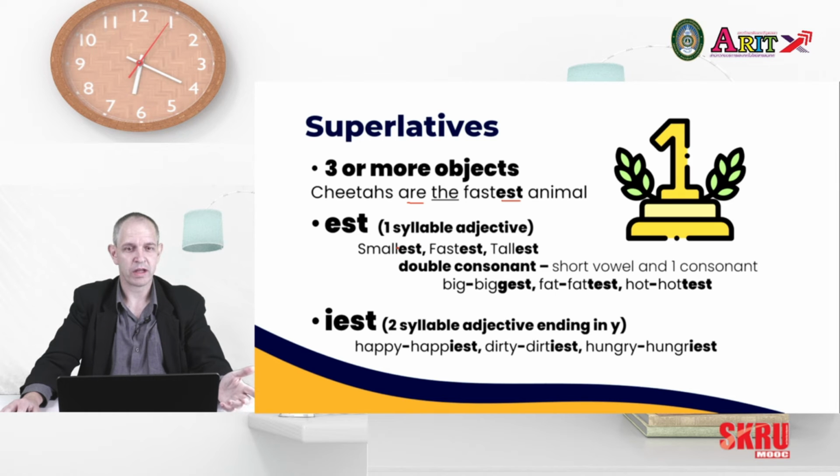So we have similar rules when it comes to syllables, when to use est, iest. With one syllable adjectives, we add est. We also have to double up the consonant on the adjectives that have short vowel sounds, like big, fat, and hot. So biggest, fattest, and hottest. Similarly, Y becomes I when it's a 2-syllable adjective ending in Y, like happy, happiest, dirty, dirtiest, hungry, and hungriest.